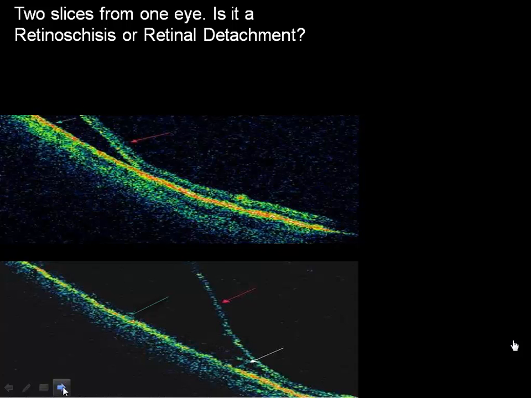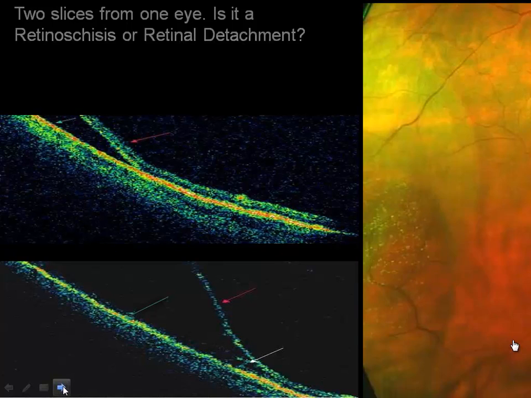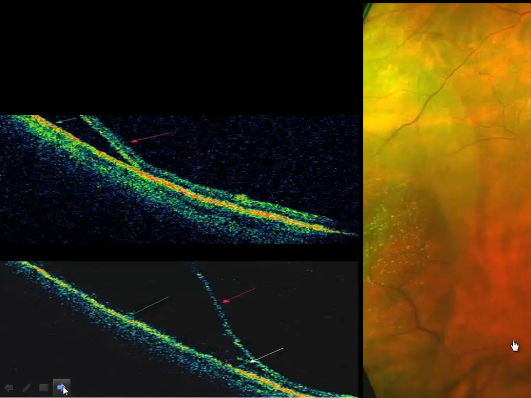The question that I was going to ask before, it looks like one slide got moved, but here are 2 slices in one eye. Is it a retinal schisis or a retinal detachment? These are 2 horizontal sections in the peripheral retina of the same patient. The upper one corresponds to a slice over here. This lower section corresponds to a slice about over here. So there's one elevation here with black arrows and another elevation here.